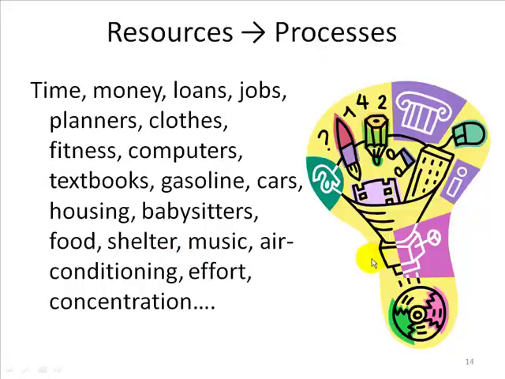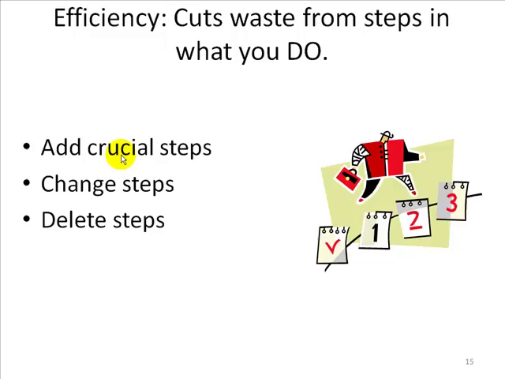Now, this little clip art indicates that lots of resources go into coming up with an output. So we're going to say that our output is learning, and what all has gone into it: time, money, loans, your job, planners, clothes, your fitness, your computers, your textbook, gasoline, cars, housing, babysitters, food, shelter, music, air conditioning, effort, concentration. What all goes into your ability to learn?